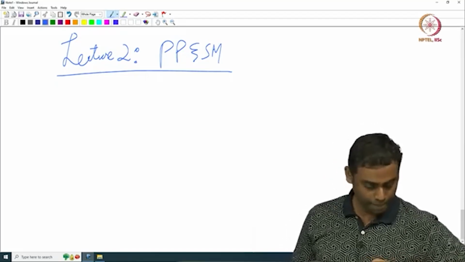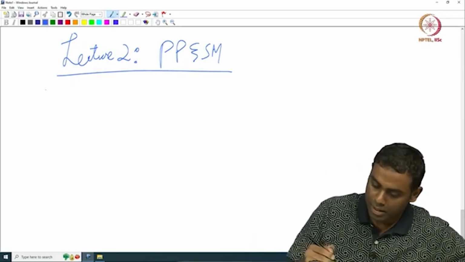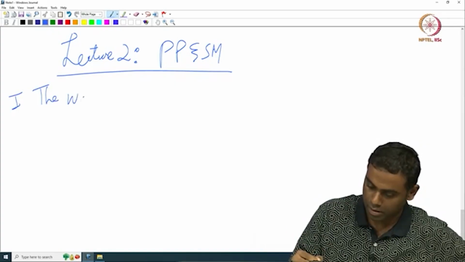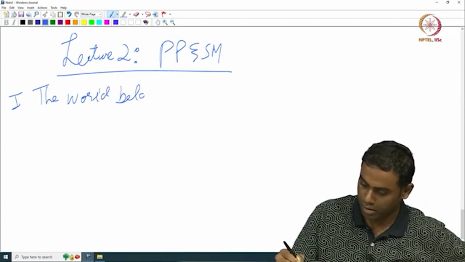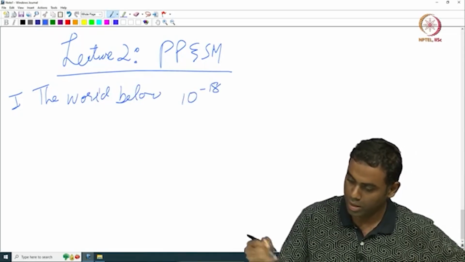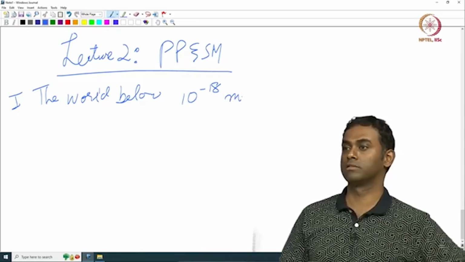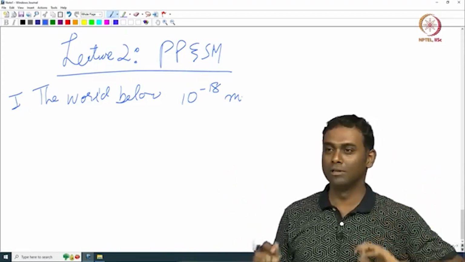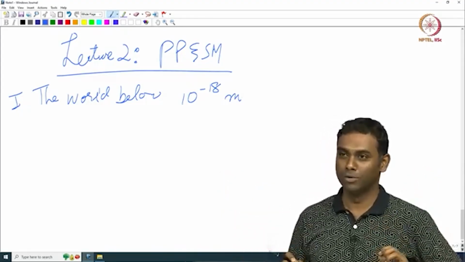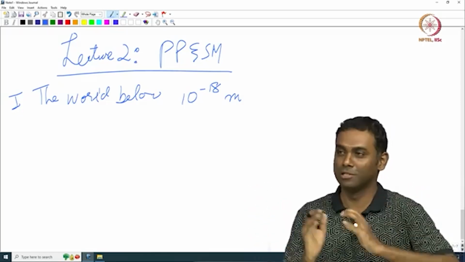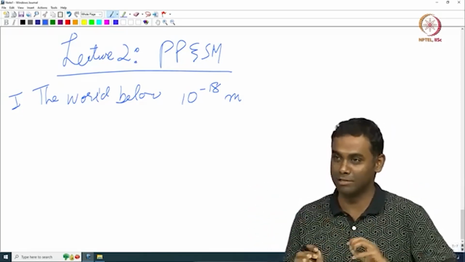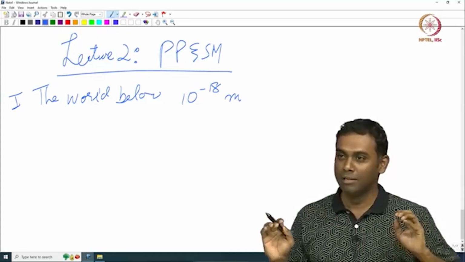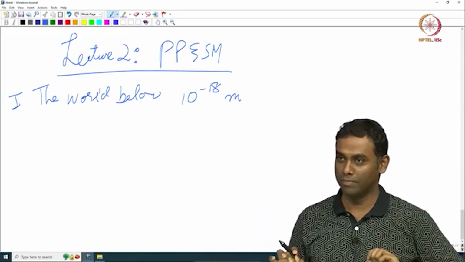Alright, without further ado, the world at 3 scales, right. First, the world below 10 power minus 18 meters. What do I mean by that? This is how the world would look like if you were to, like Ant-Man, if you shrunk yourself to sizes smaller than 10 power minus 18 meters, right, nano, right, and you looked around, these are the constituents of the world that you would see, okay.